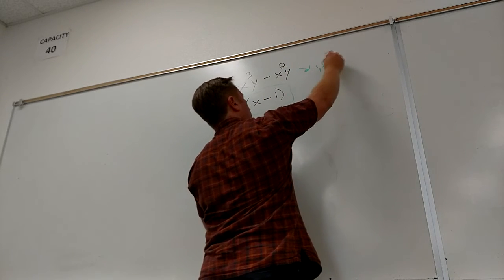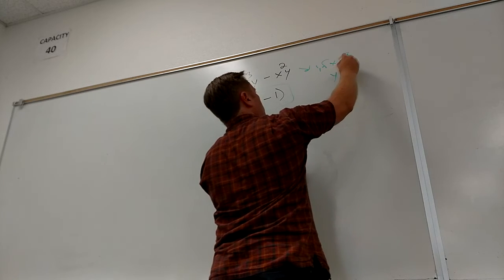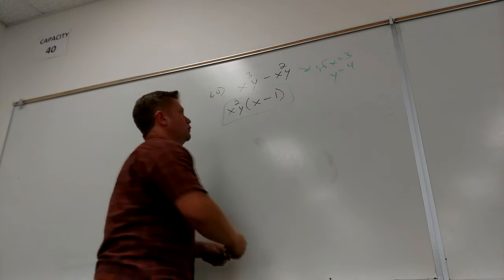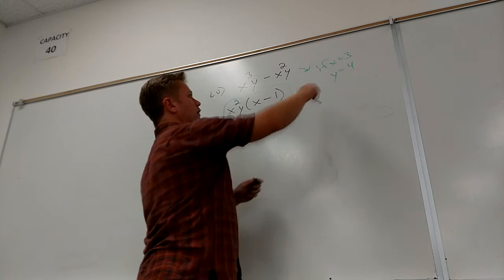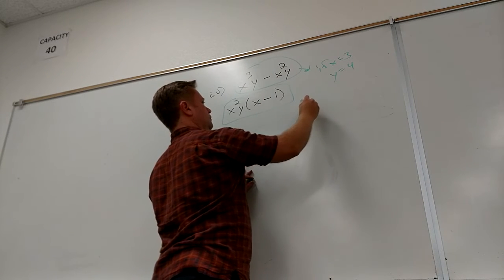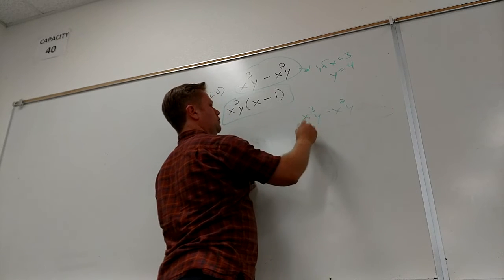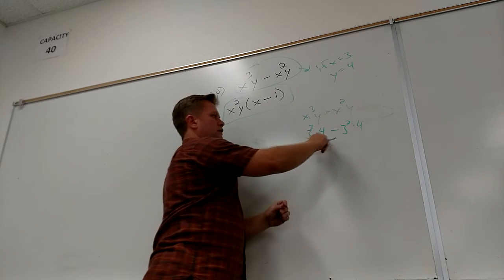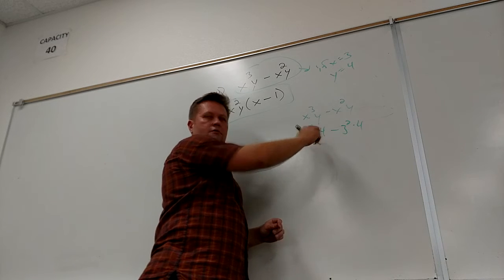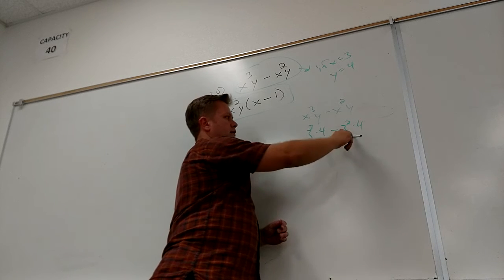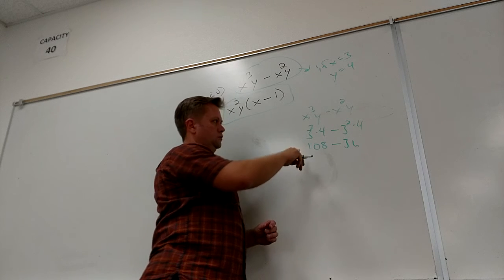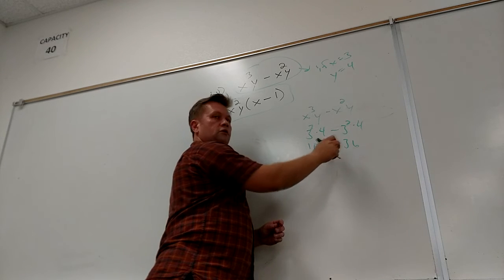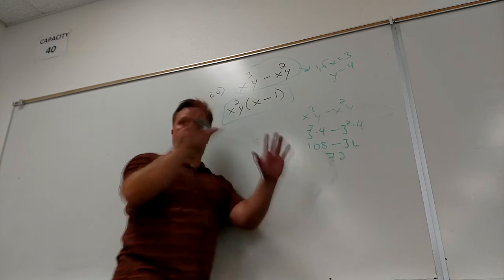Here's Jeff doing his weird stuff. What if x was 3 and y was 4? Just go with me for a second. If x is 3 and y is 4, what number is this? That would be 3 cubed times 4 minus 3 squared times 4, right? So that would be 27 times 4, 108, minus 9 times 4, 36. Cool? And 108 minus 36 is? 72. I like it.